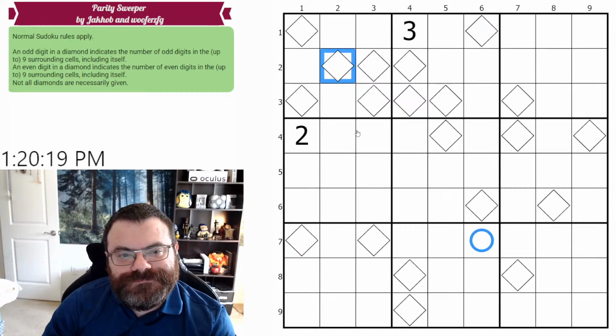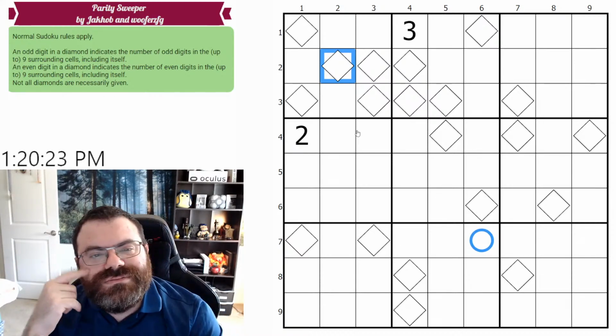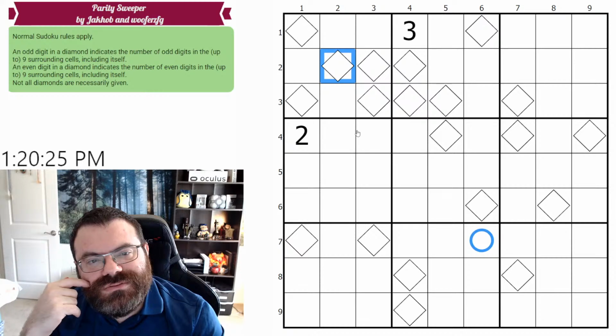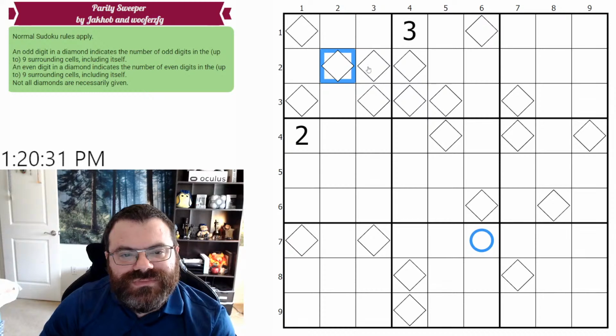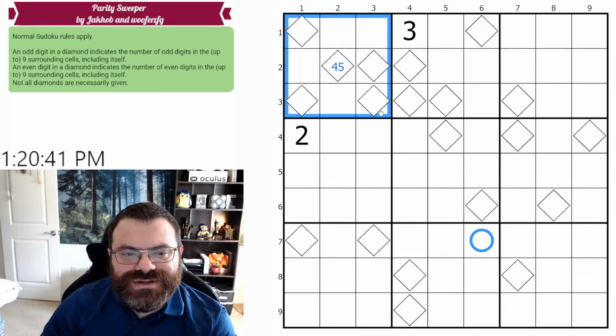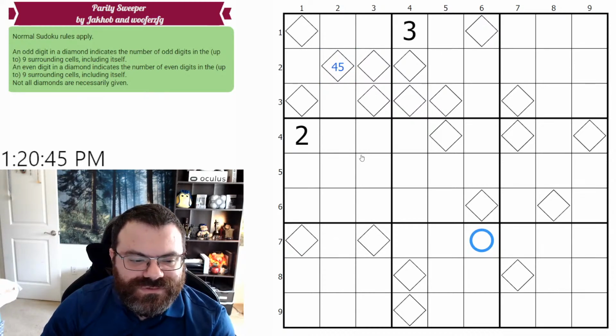So, center of boxes. We know that these, let's see. If it's even, so this is a 4 or a 5. I don't know if we can, because it includes itself, we just know 1 through 9 are here. There's 4 evens and 5 odds, so it'll fulfill itself as a 4 or a 5.